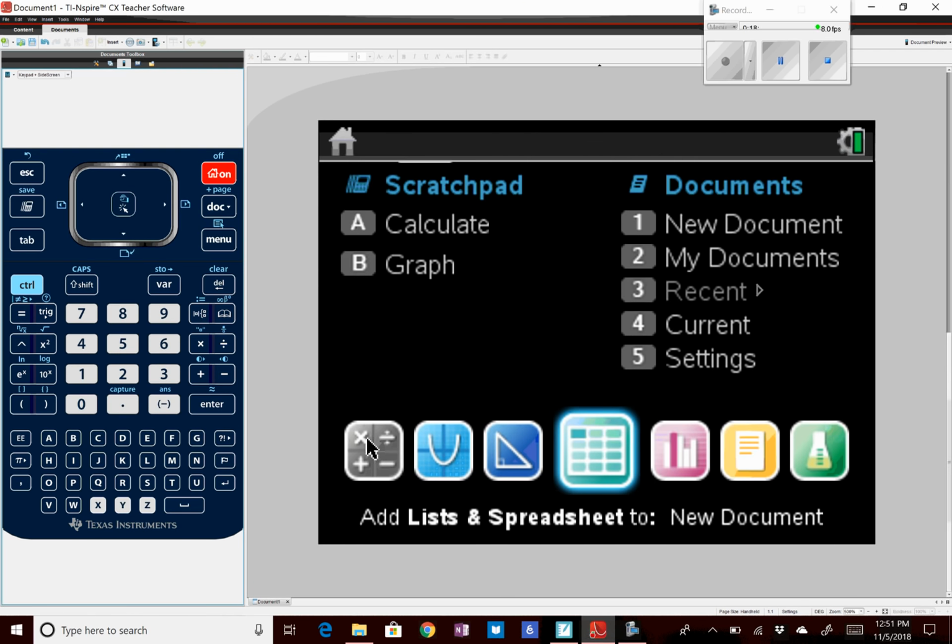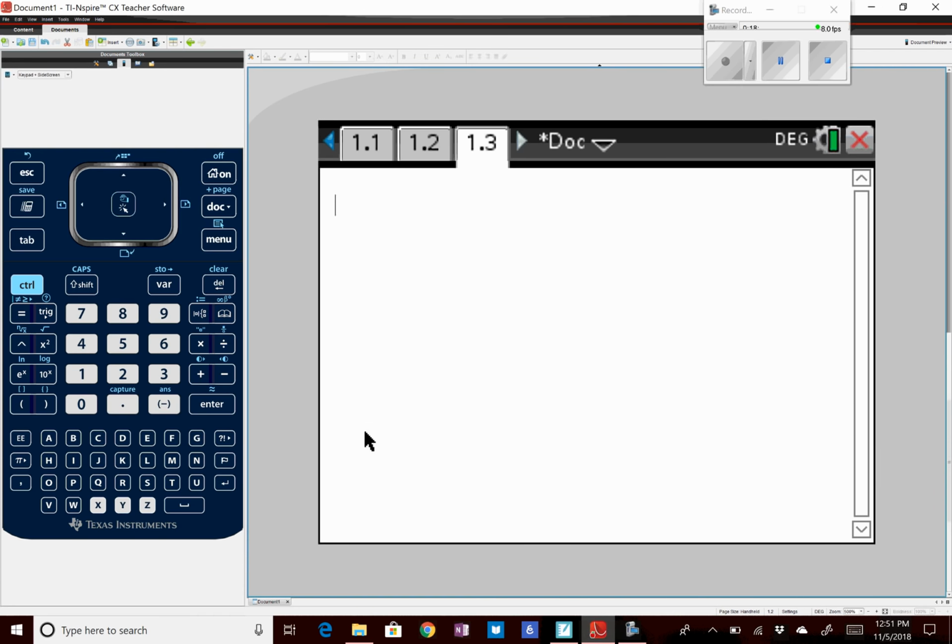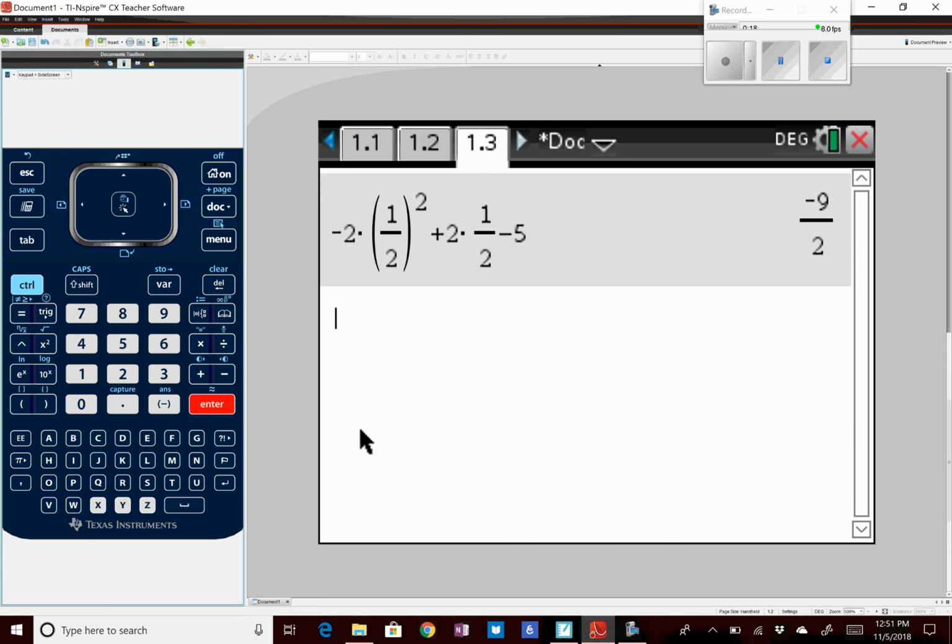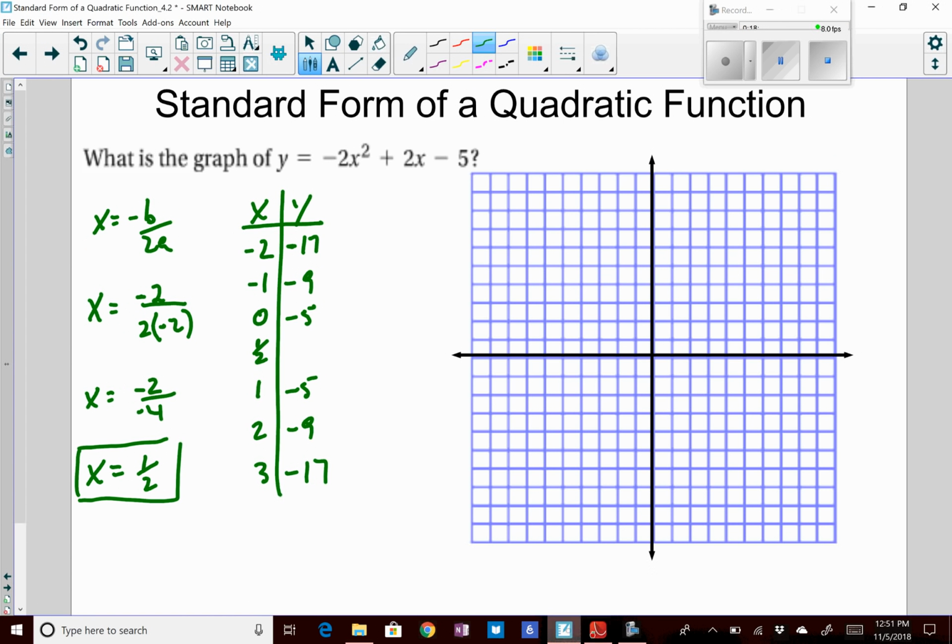So we'll go and get a calculator screen. So I'm going to put 1/2 in for x. So negative 2x squared, and then plus 2 times 1/2 minus 5. Gives us -9/2 or -4.5. So I'll put -4.5 in to the table. So now we have the whole table complete, and we're ready to plot the points.